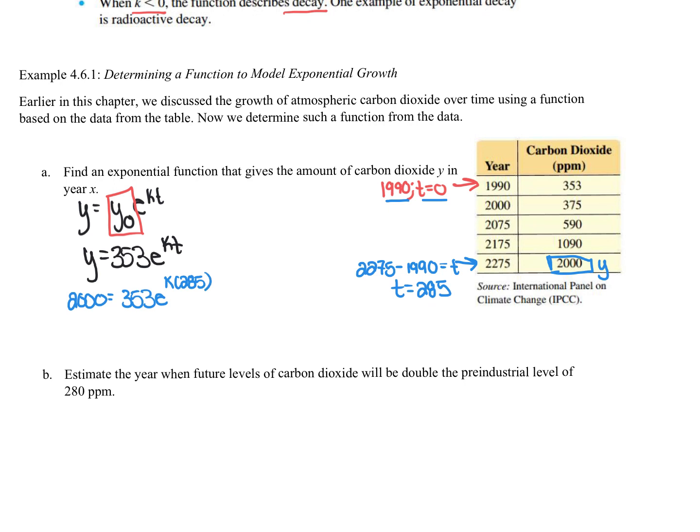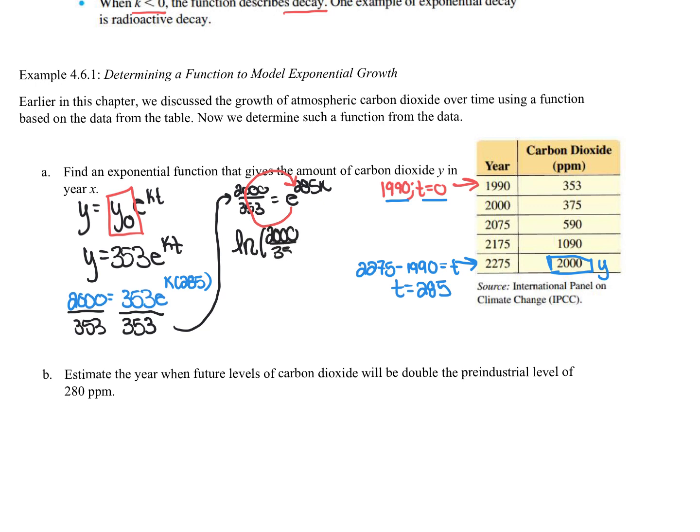Now what I'm going to do from here is solve for k so I can find out what my constant is. So to solve for k, the first thing to do is divide by 353. And so now I have 2,000 over 353 equals e to the 285k. This is in exponential form and it's not helping me, so I'm going to start at my base and swoosh around the equal sign. So that gives me log base e, which we call ln, of 2,000 over 353 equals 285k. Then you divide both sides by 285.